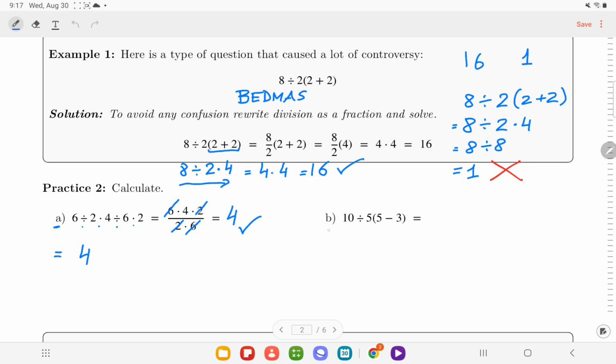Now pause the video and complete B. Make sure to show all your steps. And the answer is 4.